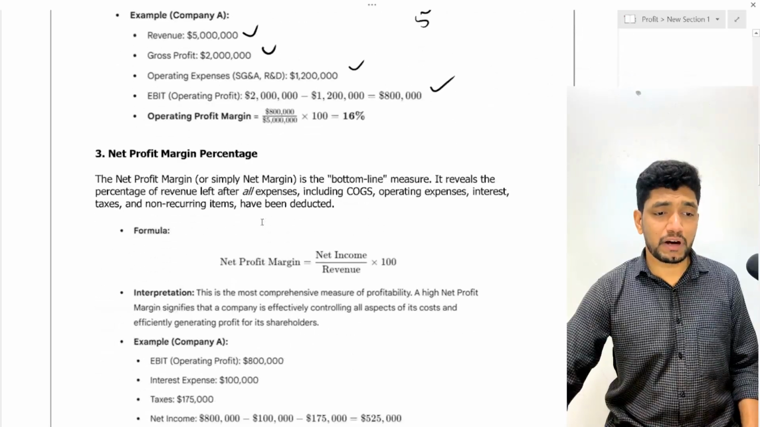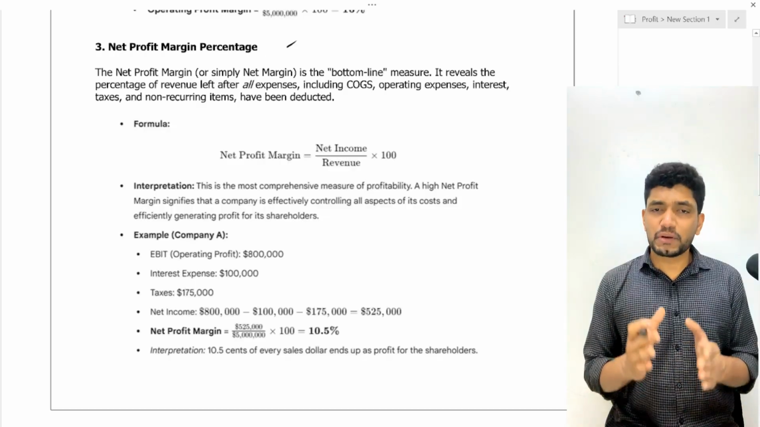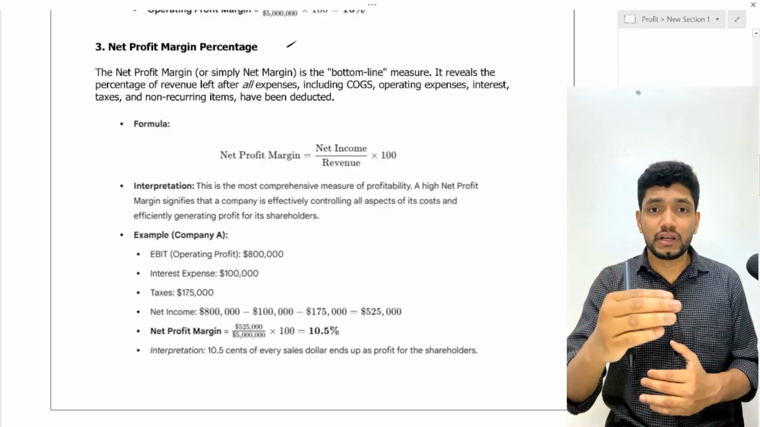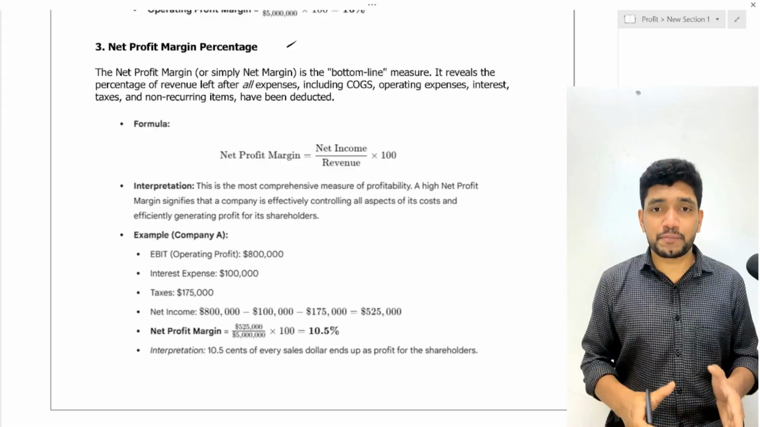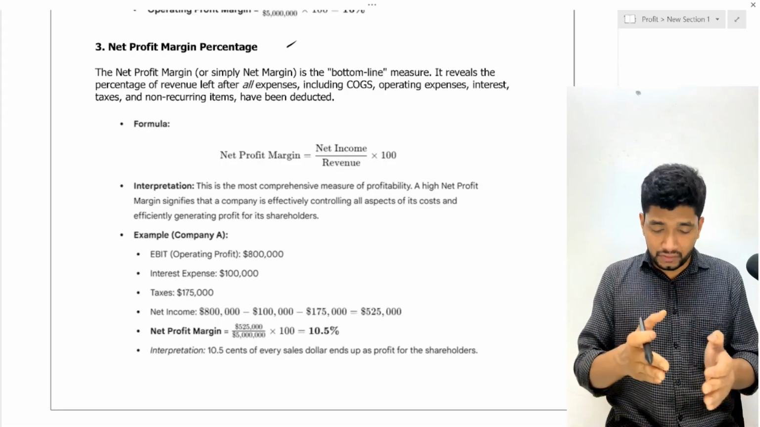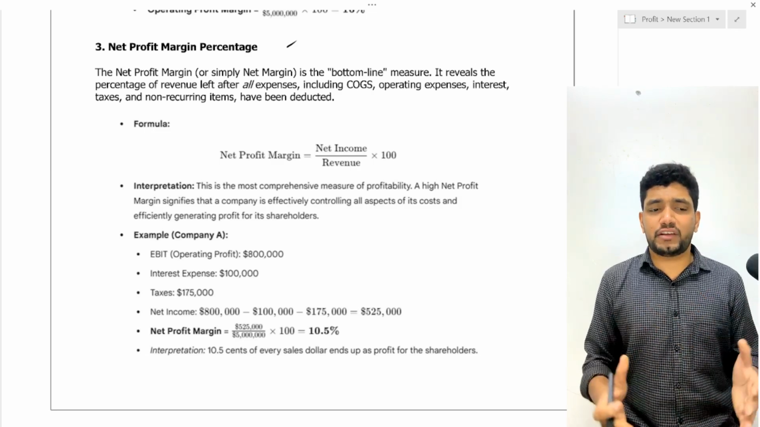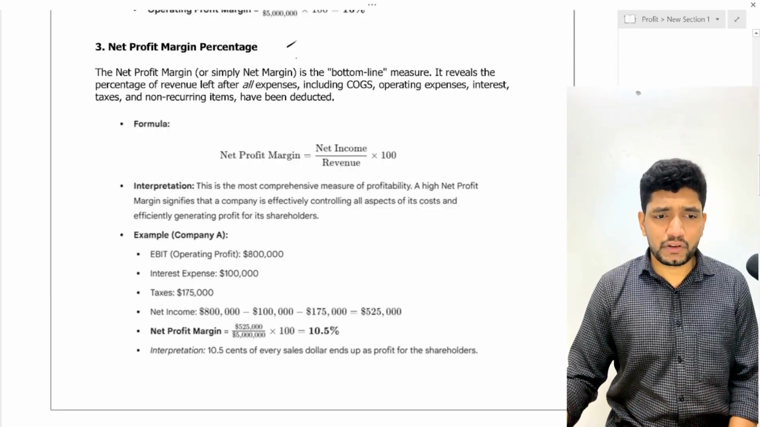Then the net profit margin. Net profit margin, obviously, is the final layer. The first layer we discussed is cost of goods sold, the second layer is operating profit, and the third layer is net profit. The net profit is the amount remaining in the company after covering all the expenses. It's also called the bottom line measure.